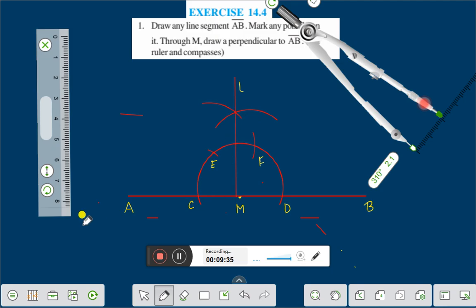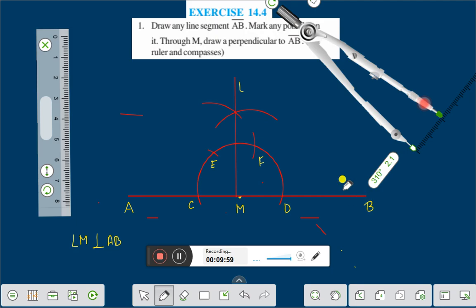Then you can say that LM is perpendicular on AB, right? Therefore the line segment LM is perpendicular on AB. In this way you can draw a perpendicular through M.